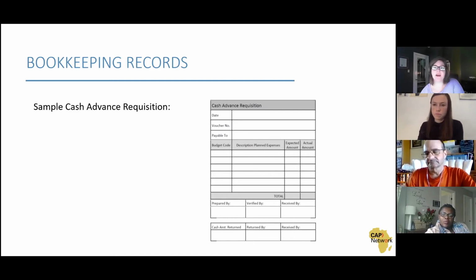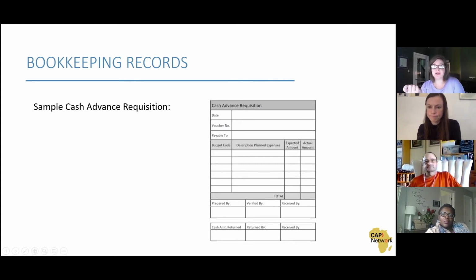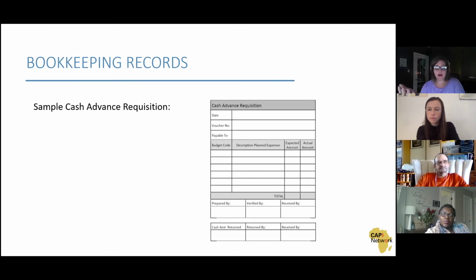This is probably a form that even if you are not the individual in your organization that is responsible for bookkeeping, this is the kind of form that you probably, as someone who works in the project, would be needing to fill out, right? This is one that field staff or volunteers would use quite a lot because this is about the day-to-day spending in implementing a project.